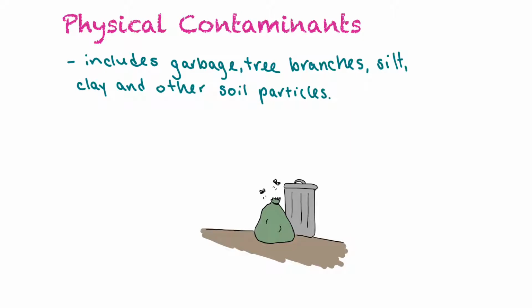So the first type of contaminant is a physical contaminant, and that would include garbage, tree branches, silt, clay, and any other particles such as soil that would run off and enter the water system.